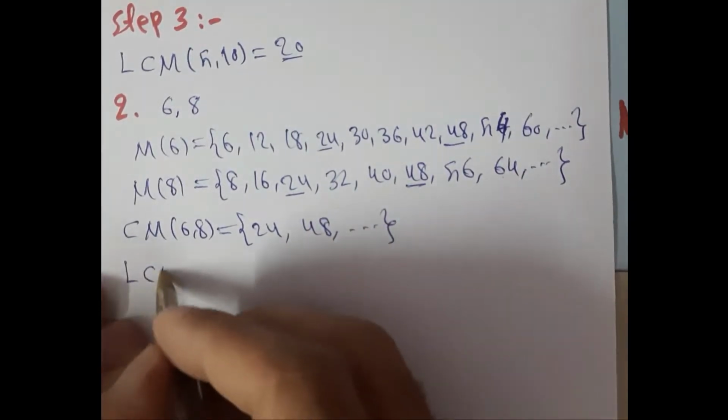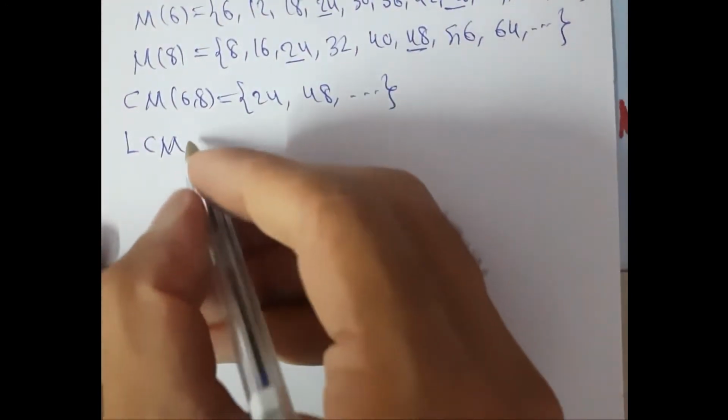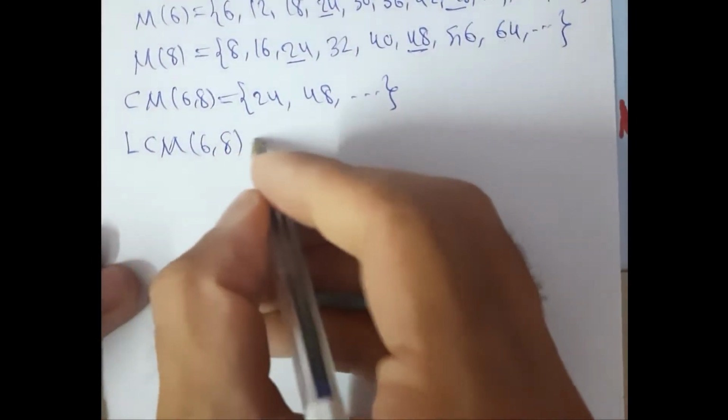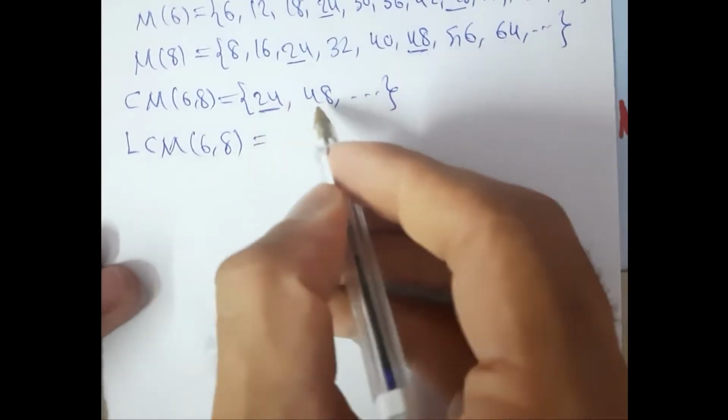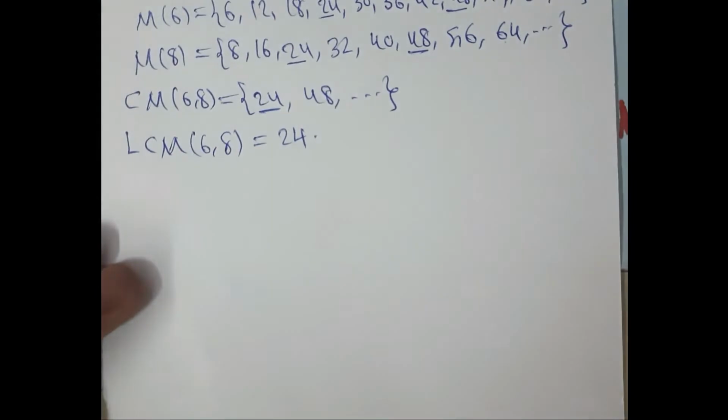LCM of these numbers, LCM of 6 and 8 is equal to the least common multiple, 24. It was the concept of least common multiple. In the next class we will find least common multiple by prime factorization. Thank you.